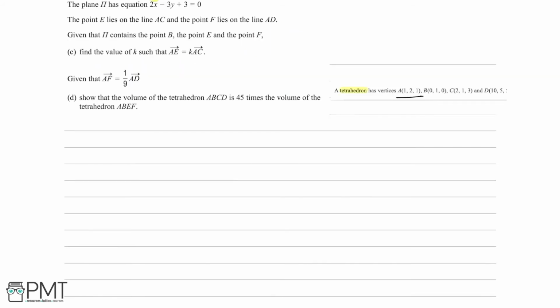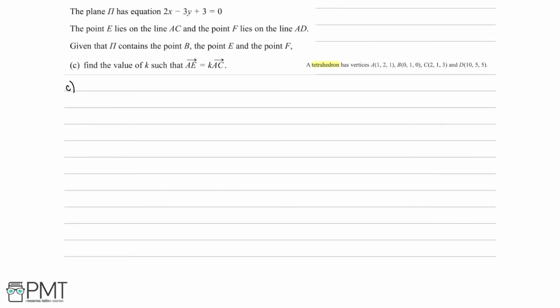So in part D, we need to show that the volume of our tetrahedron ABCD is 45 times the volume of the tetrahedron ABEF. For part C, we're given that the plane pi has the equation 2x minus 3y plus 3 is equal to 0. We're also given that the point E lies on the line AC and the point F lies on the line AD. Given that pi contains the point B, the point E, and the point F, we need to find the value of K such that AE is equal to KAC.